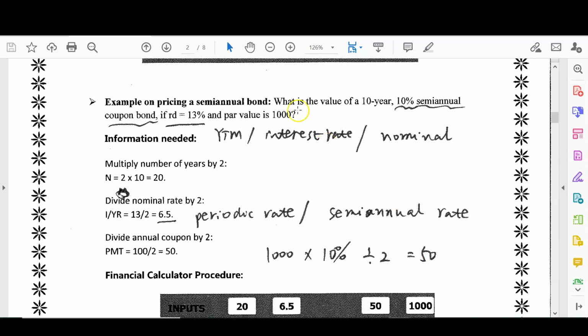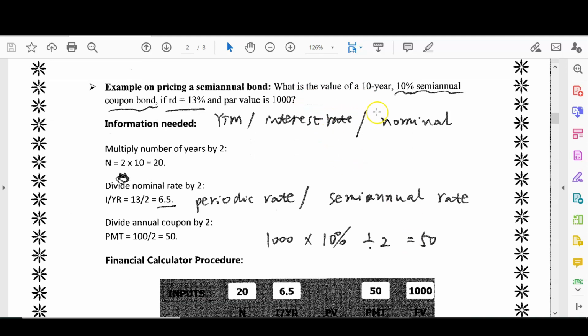Example: what is the value of a 10-year, 10% semi-annual coupon bond if RD, the cost of debt, is 13% and par value is 1,000? When the question says that this is a 10% semi-annual coupon bond, is this 10% an annual rate or a semi-annual rate?